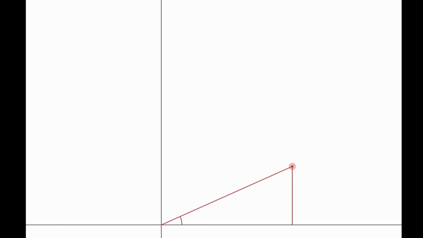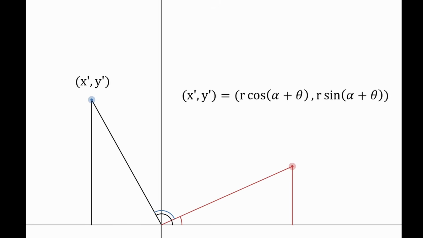Anyways, we can describe the rotated point in much the same way. Rotating x, y by theta, our new point is the same distance r away from the origin, and the angle it now makes with the x-axis is alpha plus theta, since that's what a rotation by theta means. So the new point, which we'll call x prime, comma, y prime, equates to r cosine of alpha plus theta, comma, r sine of alpha plus theta.